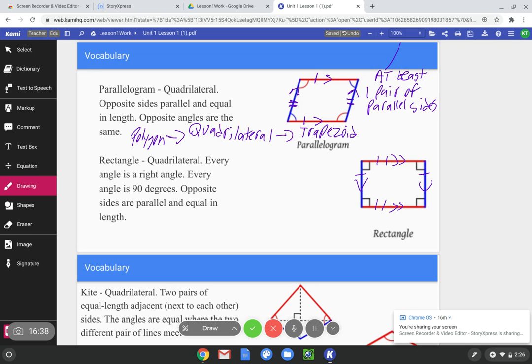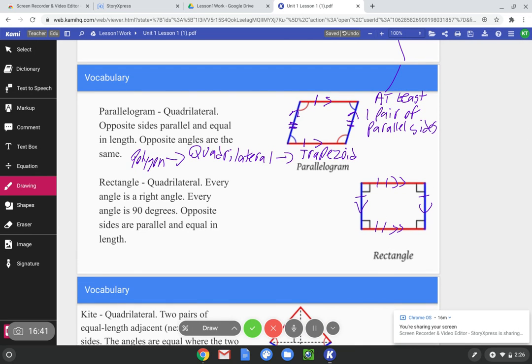So a rectangle, let's try to figure out all the families that it is a part of. So it has at least three sides, so it's part of the polygon family. Okay, what else? It has four sides, so it's also a part of the quadrilateral family. It does have at least one pair of parallel sides. So a rectangle does fit the rules for a trapezoid, so it is part of the trapezoid family.